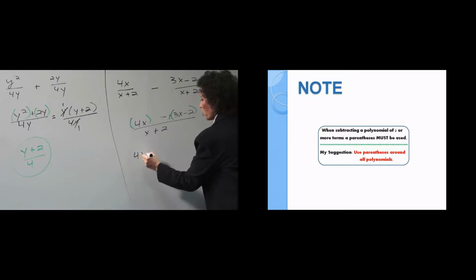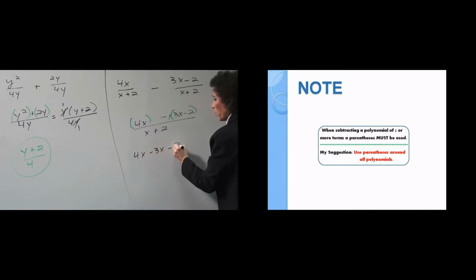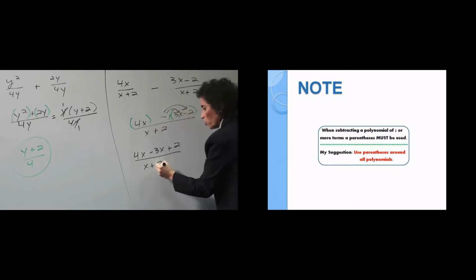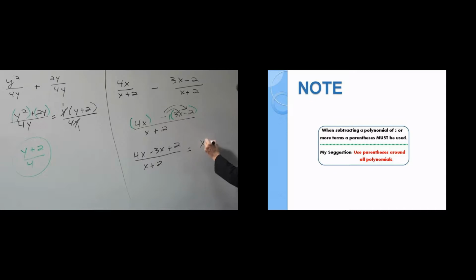This is 4x minus 3x minus 2, plus 2, because I'm distributing a negative. Don't forget all the signs change, over x plus 2. That's x plus 2 over, oh, look, you're welcome. Okay, x plus 2 over x plus 2, good night, Irene. We get 1. Is this true for all real numbers? Are we always going to get 1?